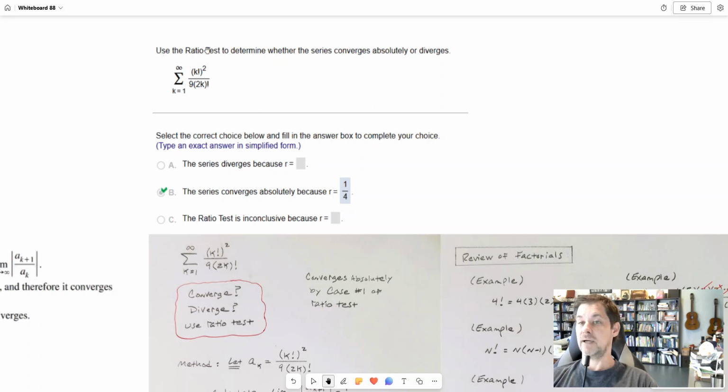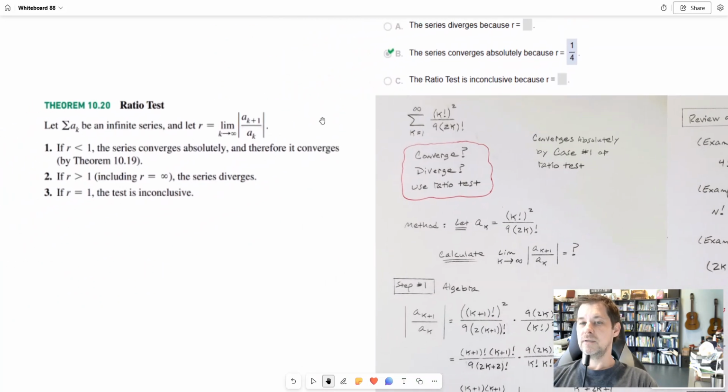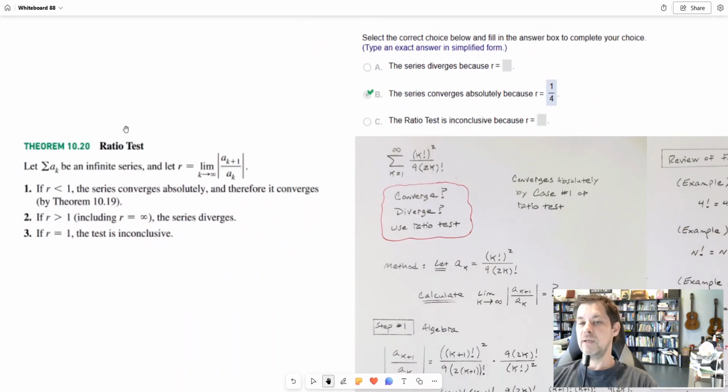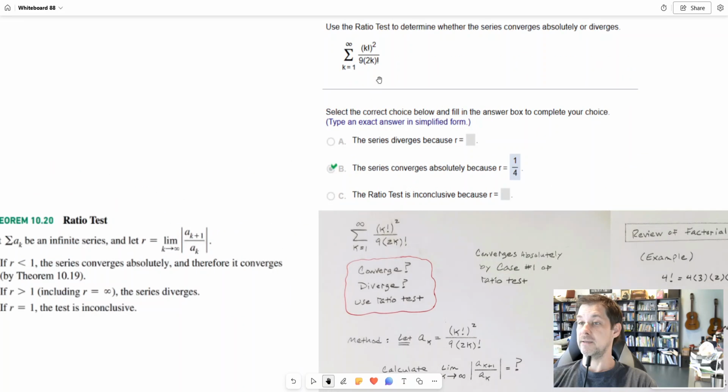So let's talk about how we use the ratio test. Here's the ratio test right here. A sub k is this formula, whatever it is, that gives us the terms of our series. And we can establish the ratio test by evaluating this limit. The limit as k goes to infinity of the absolute value of a sub k plus 1 over a sub k.